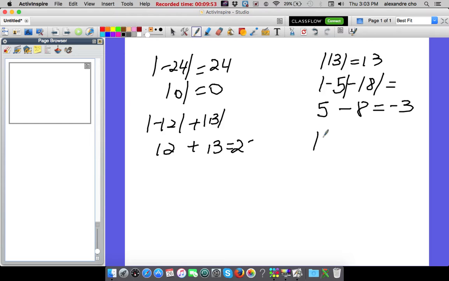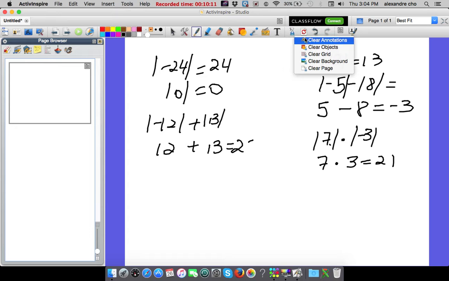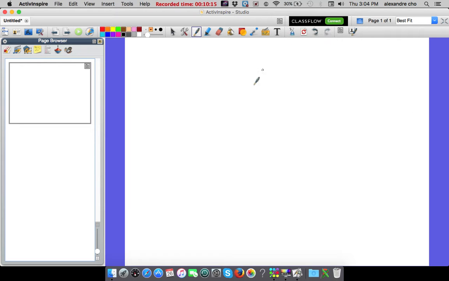And finally, the last one says absolute value of 7, and that dot indicates multiplication, times absolute value of negative 3. Absolute value of 7 is 7, times absolute value of negative 3, which is 3. Final answer, 21. Okay, so the one that was subtraction is the one that you won't see on the quiz.